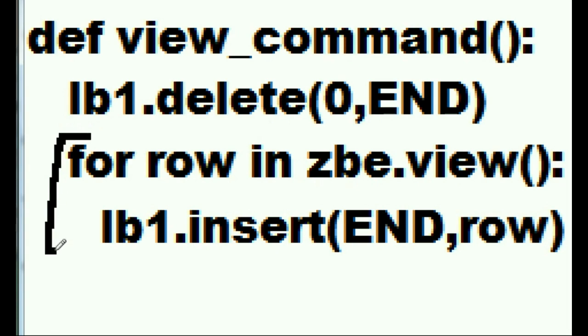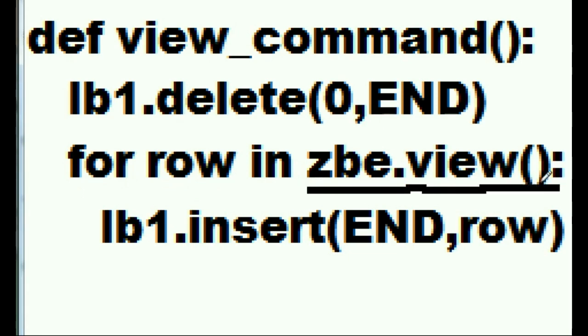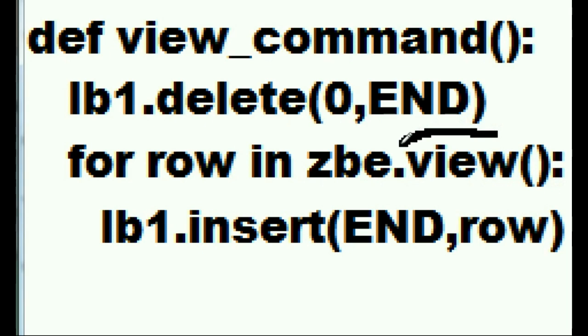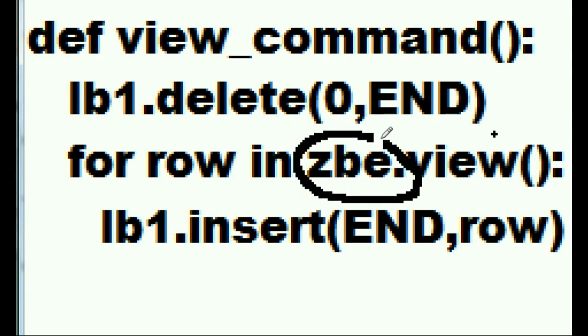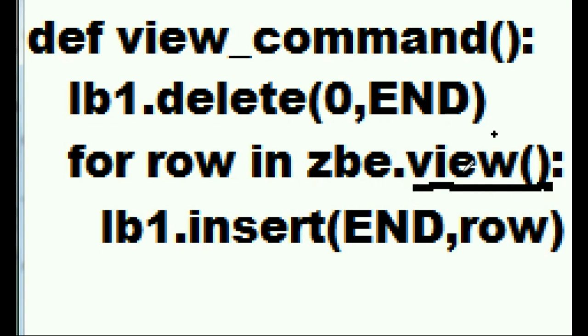Immediately I fall into a for loop. Well, let's see what this for loop does. For each row in, and then it makes a function call. It says, go and execute the view function that is in the ZBE file, Z backend file. There's a view function there. I'd like you to go and execute it. Where is it again? It's in this file. Go grab that file, open it up, find this function, execute it.